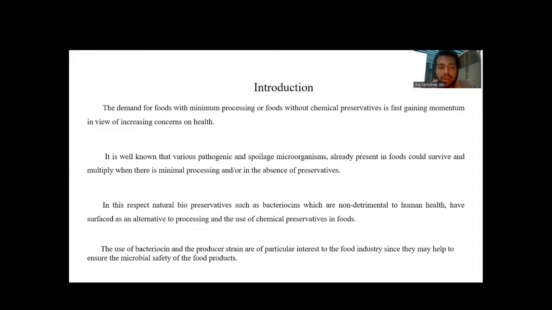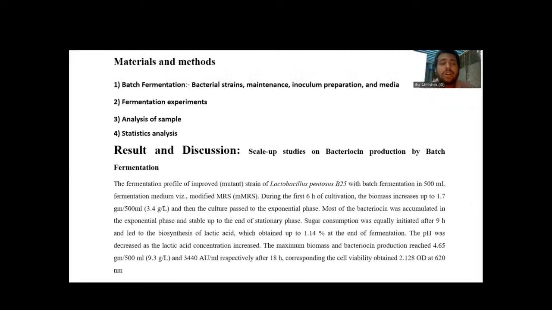That could be anything. So in this respect, natural biopreservatives such as bacteriocins, which are non-detrimental to human health, have surfaced as an alternative to processing and the use of chemical preservatives in food. So instead of using chemicals, we are trying to use bacteriocins, which are made with the help of bacteria. The use of bacteriocins and the producer strains is of particular interest to the food industry since they may help to ensure the microbial safety of the food product, and it could also go with certain checking of the foods and FSSAI norms.